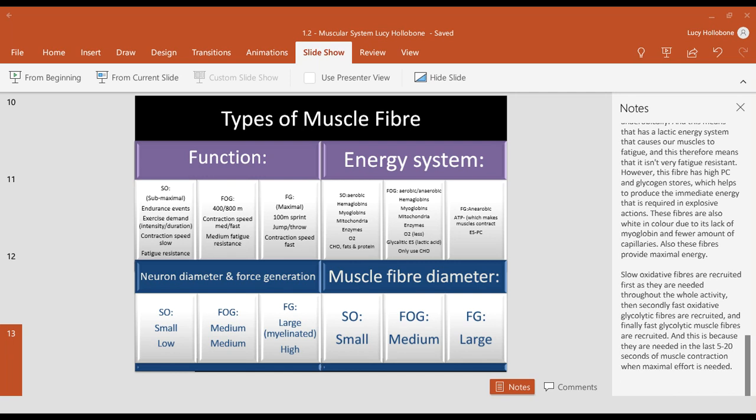Slow oxidative fibers are recruited first as they are needed throughout the whole activity. Then secondly, fast oxidative glycolytic fibers are recruited, and finally fast glycolytic muscle fibers are recruited. This is because they are needed in the last 5 to 20 seconds of muscle contraction when maximal effort is required.